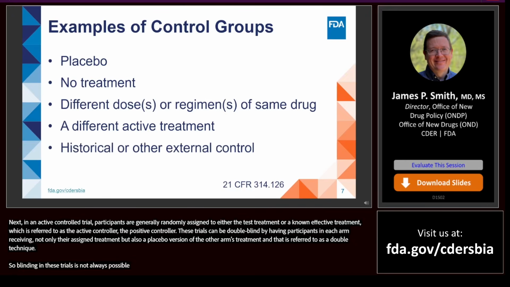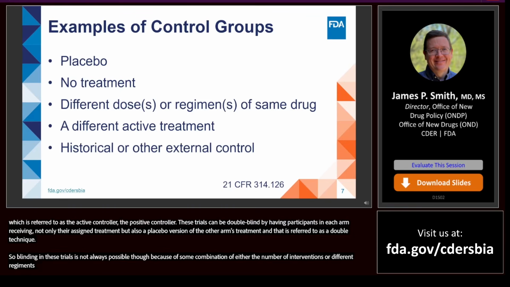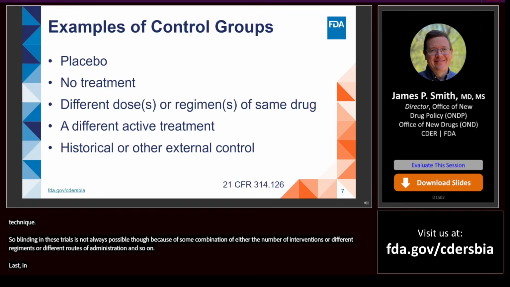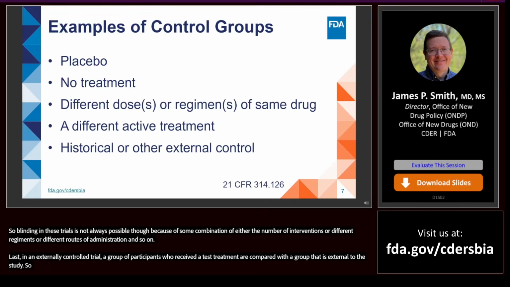Last, in an externally controlled trial, a group of participants who received a test treatment are compared with a group that is external to the study. So maybe it was a group of patients observed at some time in the past, which is then referred to as a historical control, or it's a group observed around the same time, but in a different setting entirely, like a disease registry or a natural history study, or information collected from medical practice, and so on.